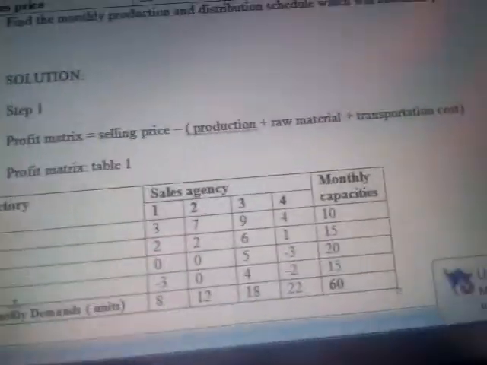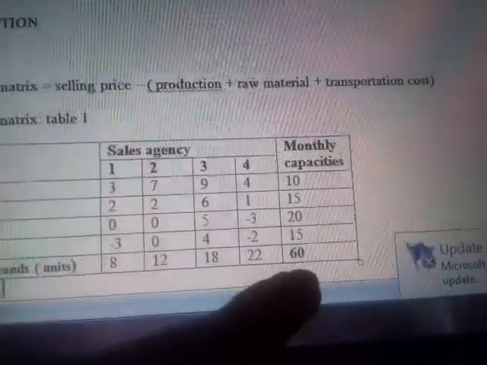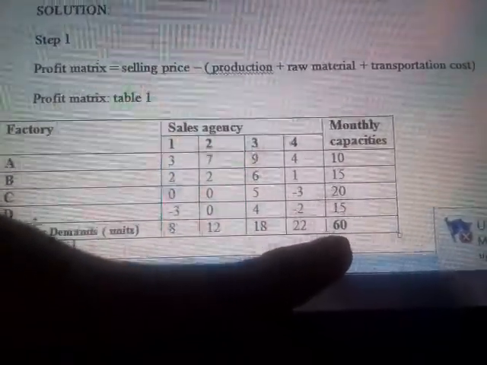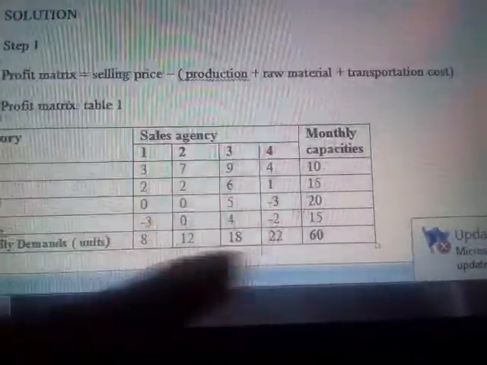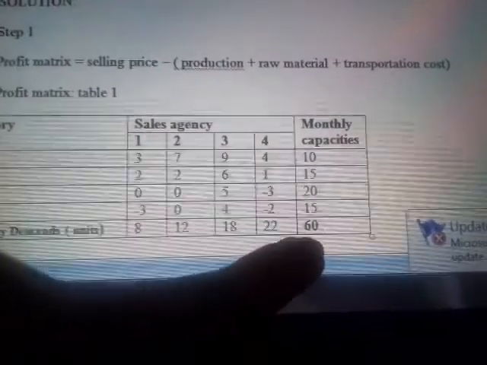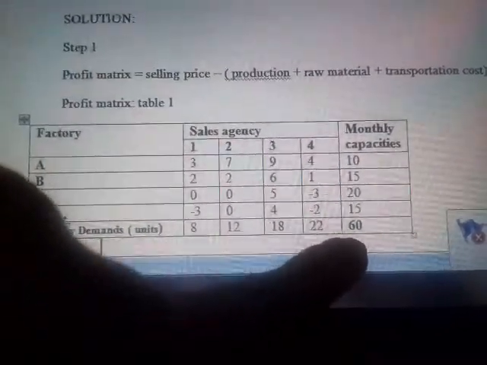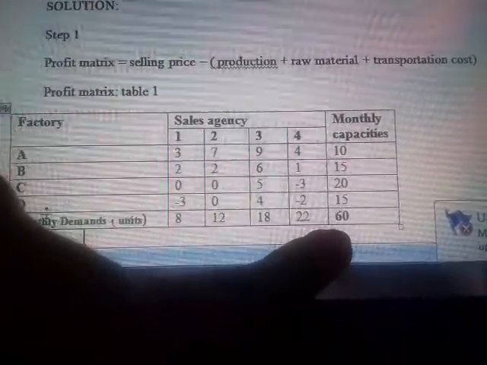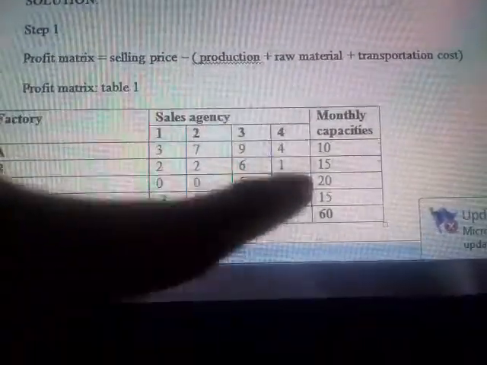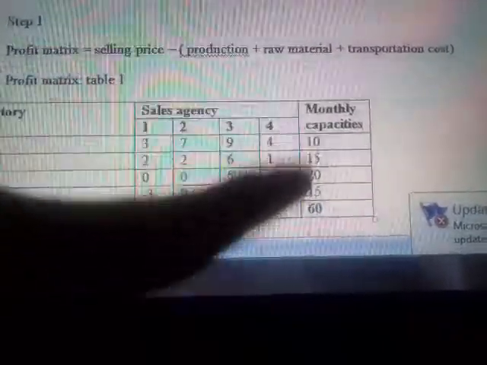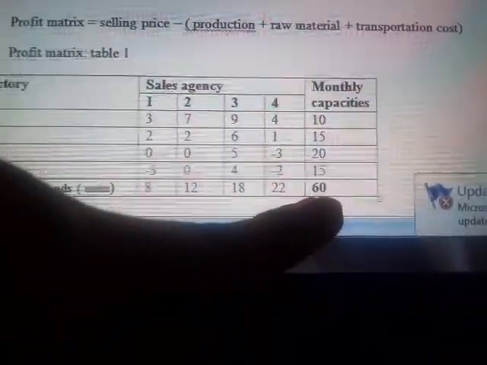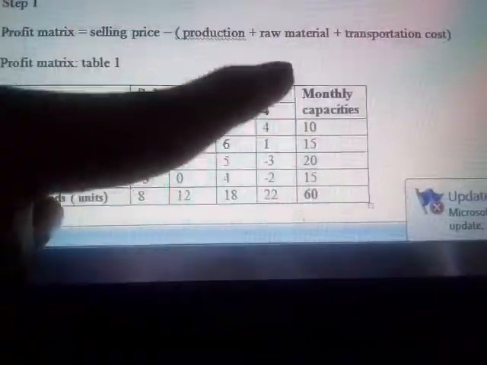Okay, so after doing this, you have to check whether your problem is a balanced problem or an unbalanced problem. How to check whether it's balanced or unbalanced? Your supply and demand should be equal. Here we got 60. Okay, so it's a balanced problem. If you didn't get a balanced problem, then you have to add one dummy row or a dummy column. Is it clear? If it is an unbalanced problem, then you have to check whether you have to add a dummy row or a dummy column.